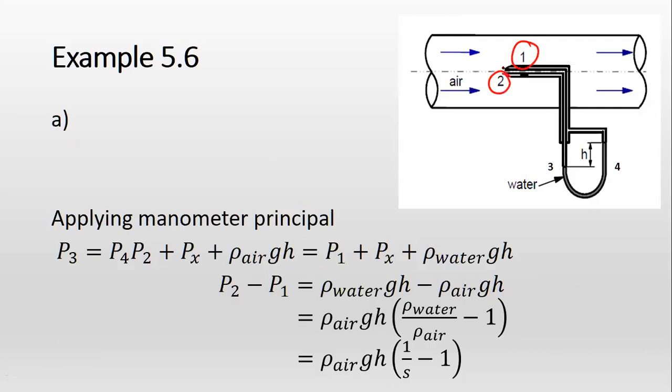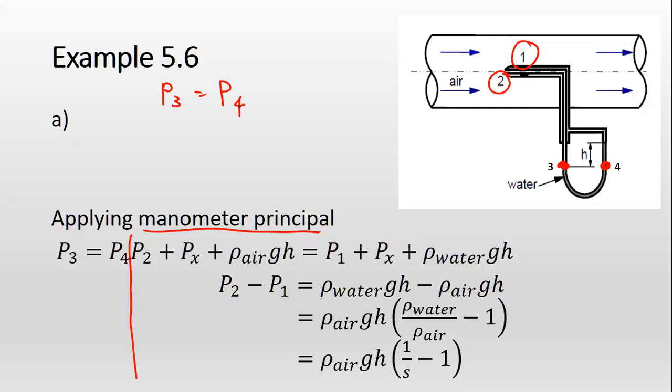All right, so to find out the difference, we need to apply the manometer principle between point 3 and point 4. We must start off with P3 equals P4 based on the manometer, because the manometer concept says that the pressure at the same height of the same fluid must be the same. So P3 must equal P4.